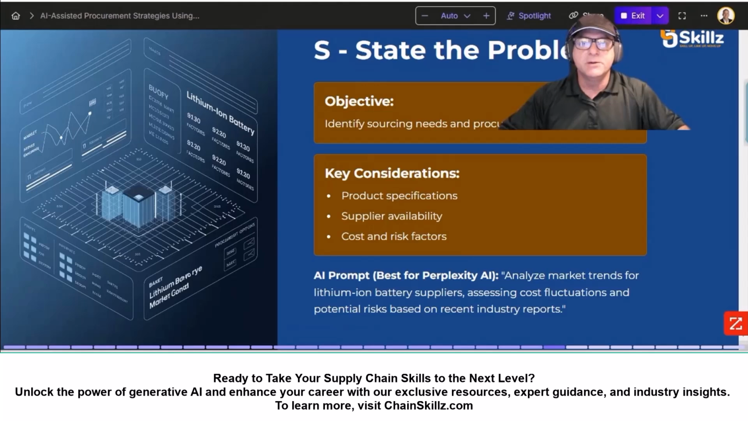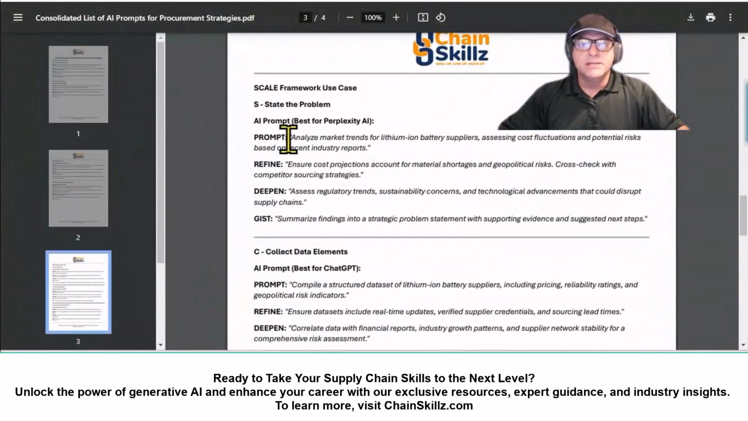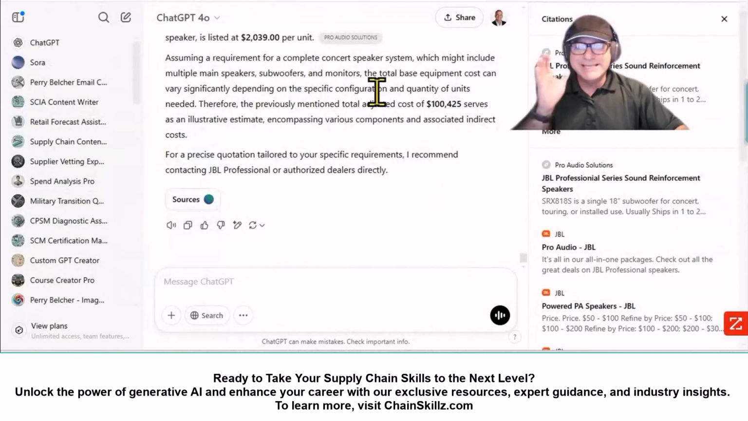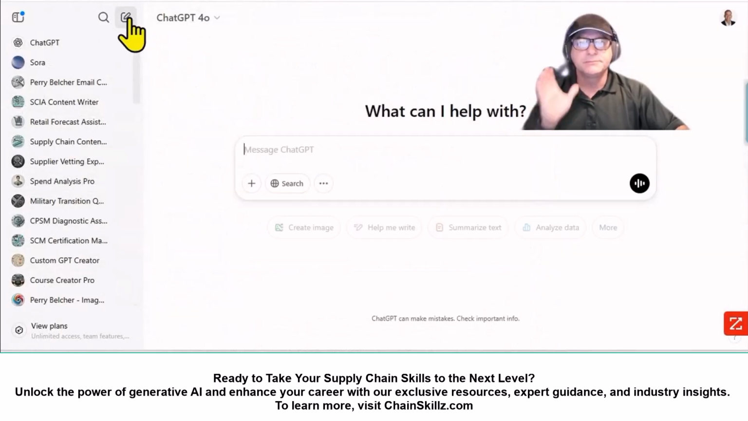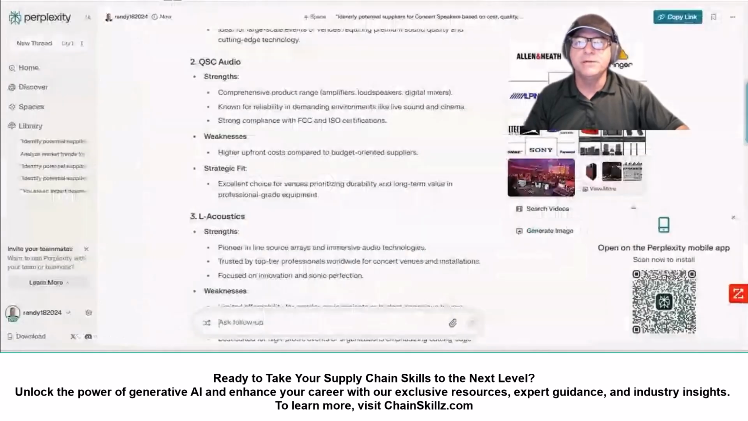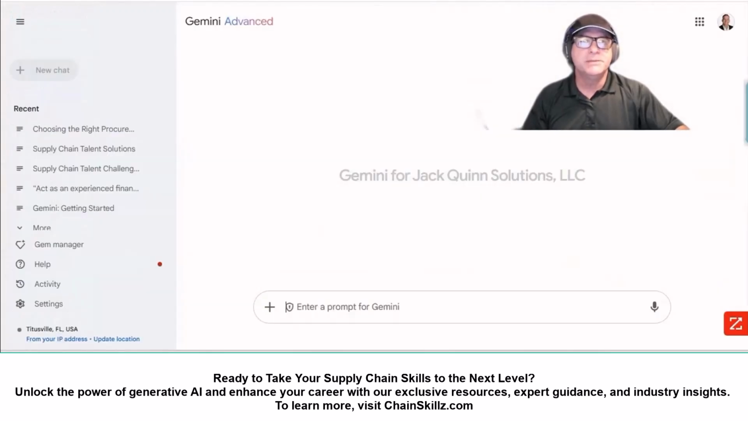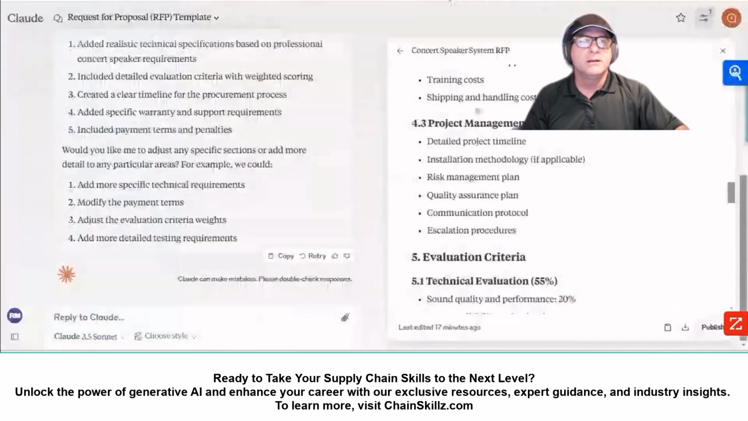Now, going over here, what I did is in each step of the SCALE framework, I built out the prompt to make sure that we stated the problem correctly, right? That's what we're doing here. So here we go. I'm digging into ChatGPT right now. We're doing a different product, so I'm going to start a new chat. I'm going to start a new chat over here too, and I'm going to pull in Gemini and Claude, not so much.